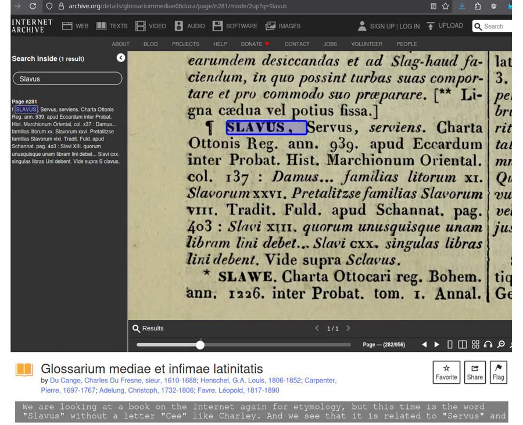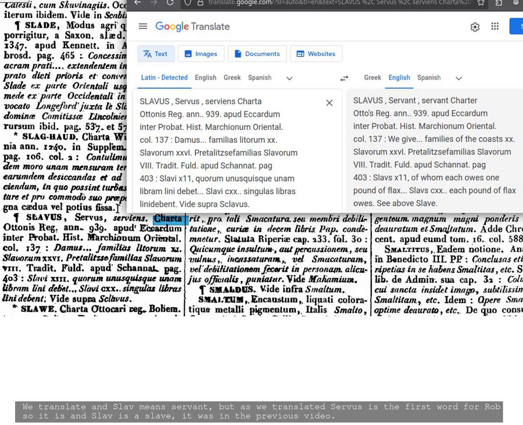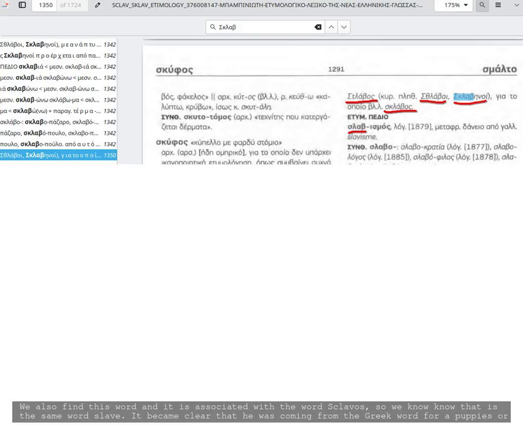We are looking at a book on the internet again for etymology, but this time it is the word Slavus without the letter C like Charlie. And we see that it is related to service and servians. Another etymology from another book, the same result. We translate: Slav means servant, but as we translated, service is the first word for slave. So it is, and Slav is a slave. It was in the previous video. Again, in the book of Georgius, we see that Slav and Slavia are associated with another word, Slavon or Slavos, with a second letter T like Tulsa. We also find this word, and it is associated with the word Sklavos. So we know that it is the same word, slave.